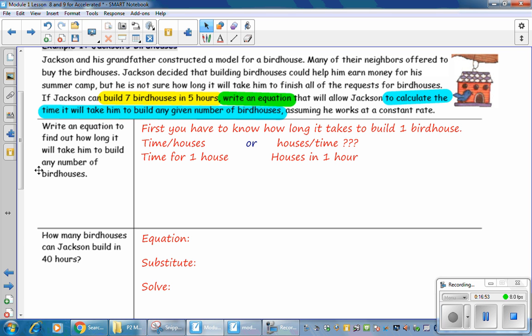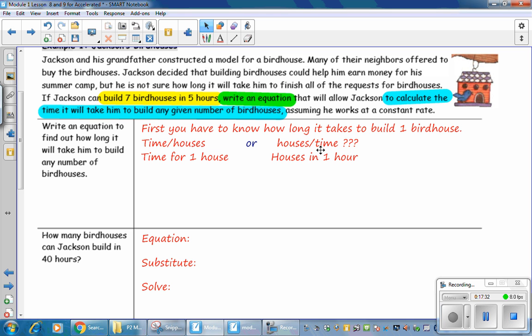If Jackson can build 7 birdhouses in 5 hours, write an equation that will allow Jackson to calculate the time it will take him to build any number of birdhouses, assuming he works at a constant rate. So write an equation to find out how long it will take him to build any number of birdhouses. Well, first you have to know how long it takes to build one birdhouse. So do we want to determine how much time it takes to build one house, or do we want to know how many houses are built in 1 hour? Because that determines in what order you divide the two values.